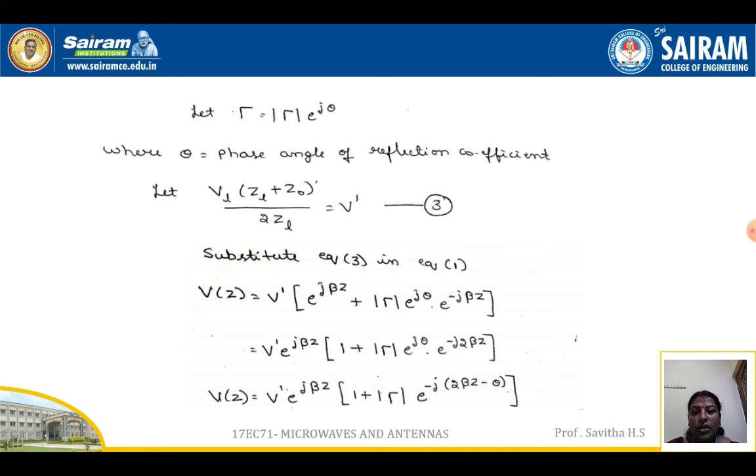So we'll make all these modifications in equation 1. V of z is equal to V dash e to the power of j beta z plus reflection coefficient, magnitude of reflection coefficient e to the power of j theta e to the power of minus j beta z. So V dash e to the power of j beta z we'll take as common. So 1 plus magnitude of reflection coefficient e to the power of j theta into e to the power of minus j 2 beta z. So V of z is V dash e to the power of j beta z into 1 plus magnitude of reflection coefficient into e to the power of minus j (2 beta z minus theta).